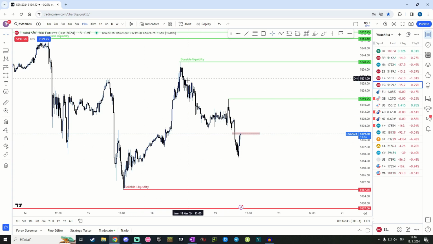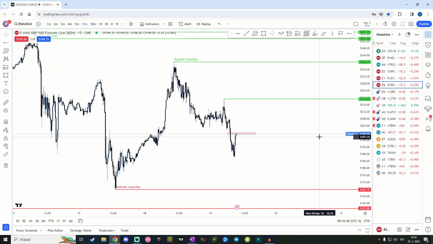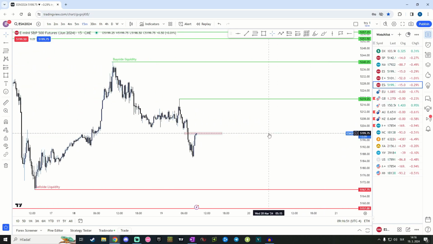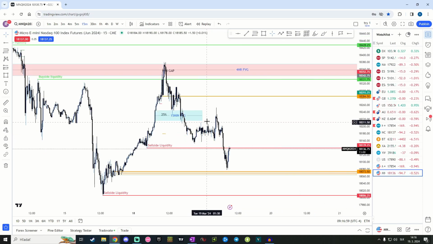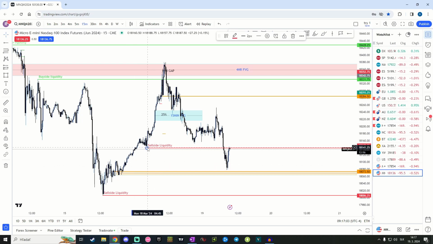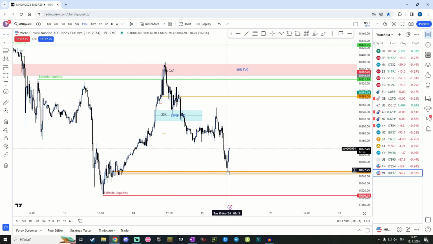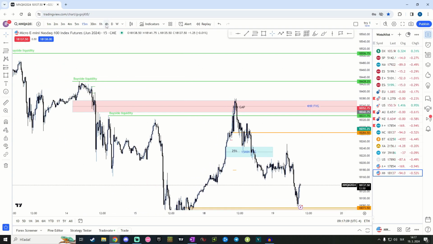But so for now, we are still in this price range, almost at the middle of this price range. So for now, not really any strong bias where I think the market will go. So I will start with NQ right now. Also, this sell side liquidity was taken out. We've come almost close to the new week opening gap.